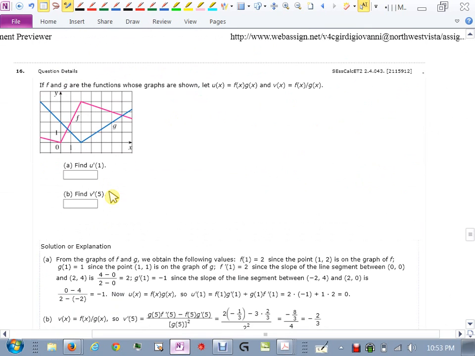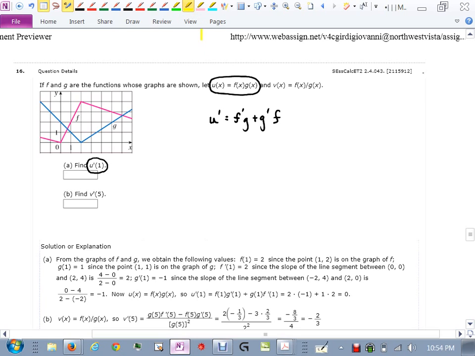This one's the same thing, but they want you to do it all graphically. It's a little confusing. Okay, so they want to know what u prime of 1 is, but u is f times g. So u prime would be equal to the derivative of a product, so it would be f prime g plus g prime f. And they want to know what's happening at 1.